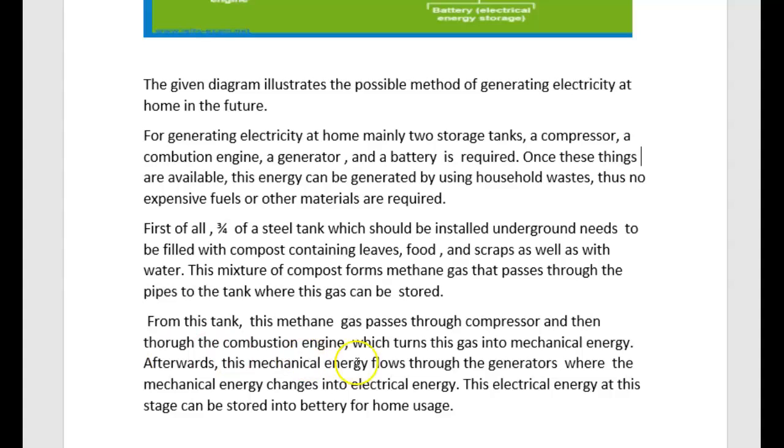Afterwards, alright, try not to be so repetitive. Yes, you're using some cohesion here, but instead of calling it, again, this mechanical energy, you could have just said this energy, and that would have been better. Afterwards, this energy flows through the generators where it changes into electrical energy. Okay, this is a better example of cohesion. So here's how I would rewrite the sentence.